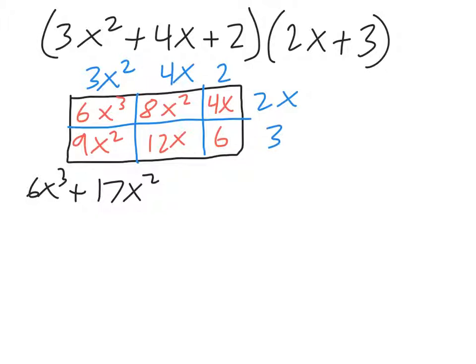4x plus 12x will give us 16x. And then 6 is by itself. And then you look, are there any like terms that we can combine? Here we have 6x to the third, so this is an x to the third, this is an x squared, this is an x, this is just a number. So we can't combine any like terms, so this is our final answer.